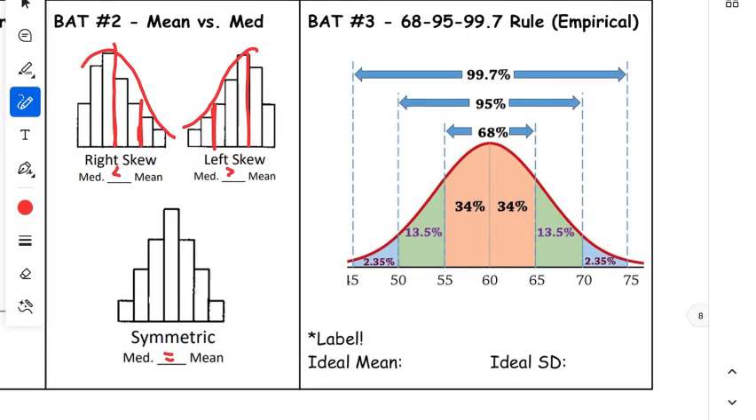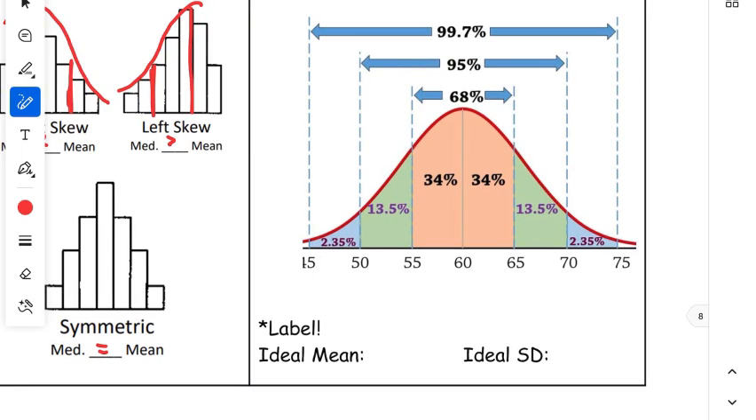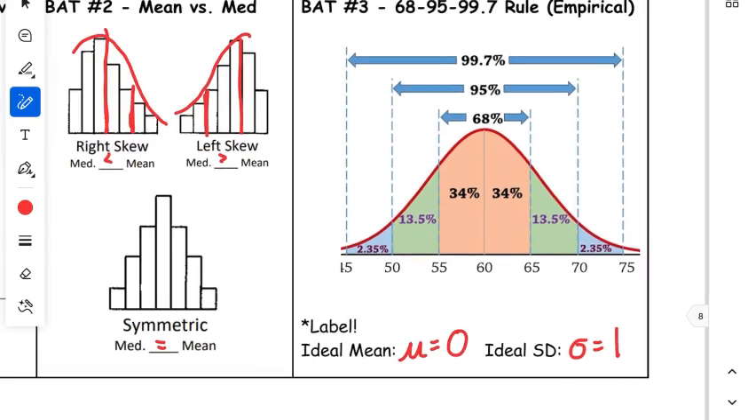We can use this empirical rule, 68, 95, 99.7, to help us find the area of the curve and the likelihood of the data being between two values. So we will label the ideal mean is mu, and we can change it to be 0. And the ideal standard deviation is sigma. We can change that to be 1. And that's how we get our z-scores, which we're going to talk more about later.